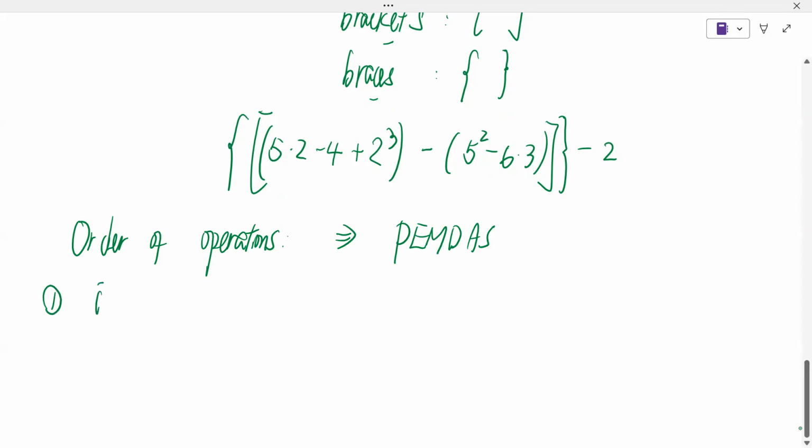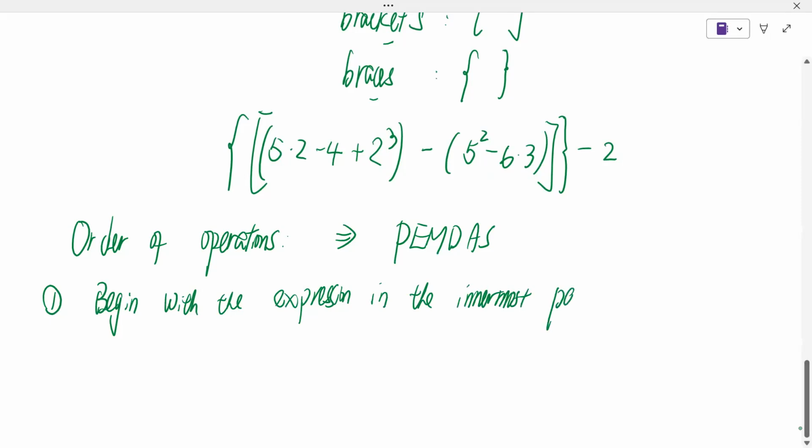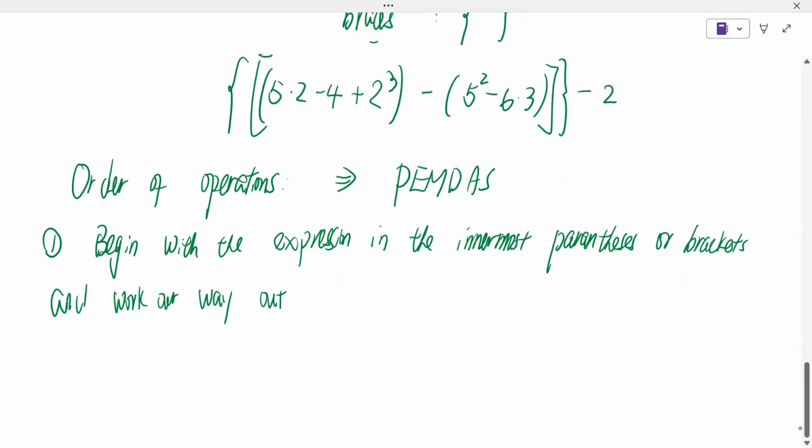So step 1, you begin with the expression in the innermost parentheses or brackets, and then work our way out. And second step, so this takes care of the first one, right? P, parentheses, brackets, and braces.